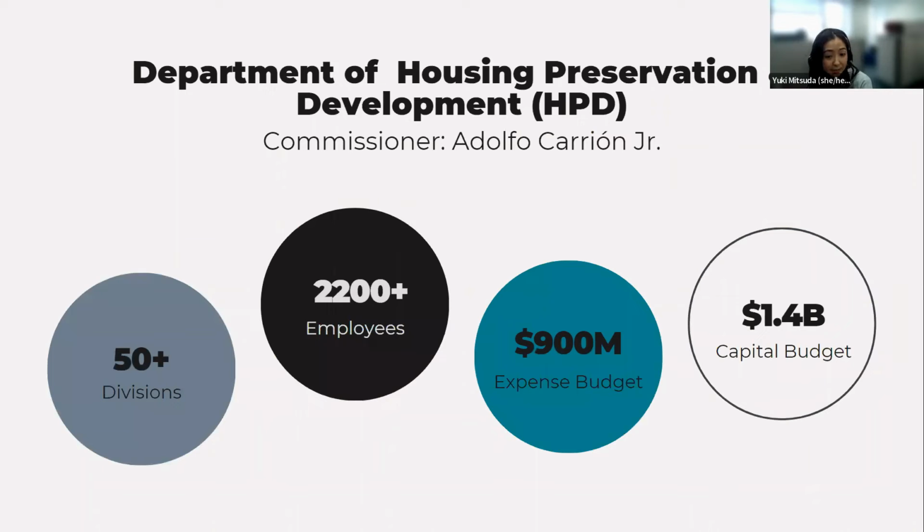HPD is currently led by Commissioner Adolfo Carrion Jr. and consists of more than 50 divisions tasked with many different functions. We have more than 2,200 full-time active staff as of January of this year. Looking at fiscal year 2024, our expense budget, which is used to keep the lights on, is over $900 million.